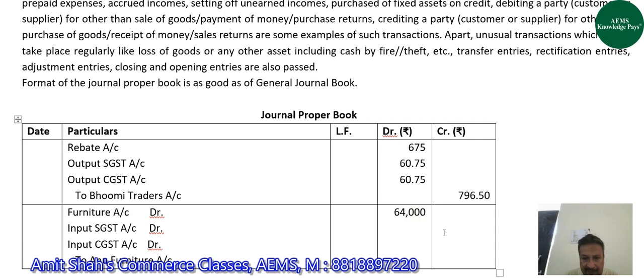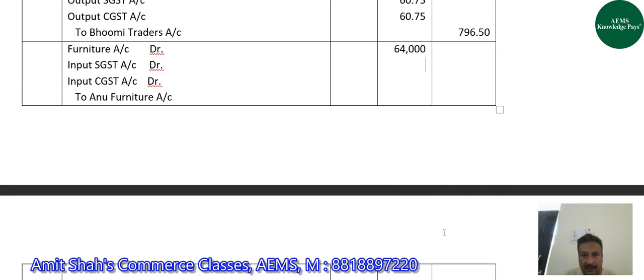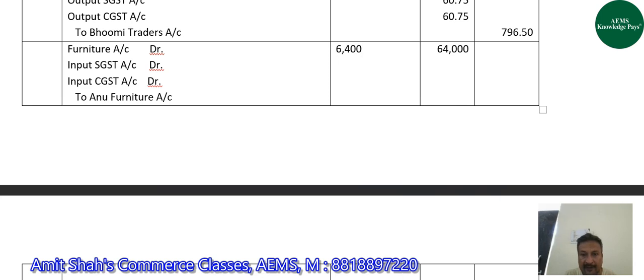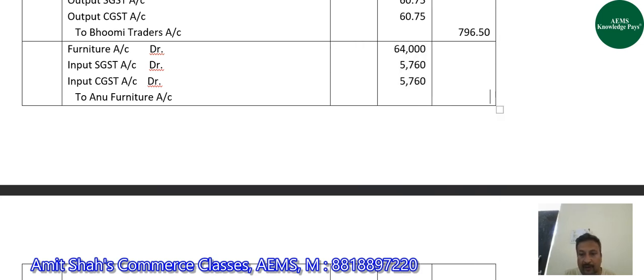Now 9% of 64,000 is: 10% is 6,400, and 1% is 640. So 6,400 minus 640 is 5,760. So the total amount that we have to pay to Anu Furniture is 64,000 plus 5,760 plus 5,760, that is 75,520. Am I clear, guys, or not?